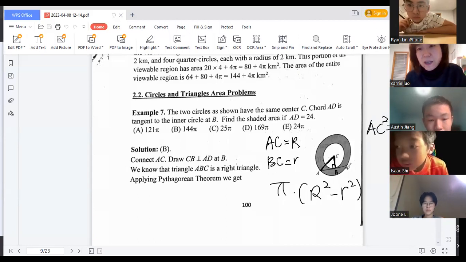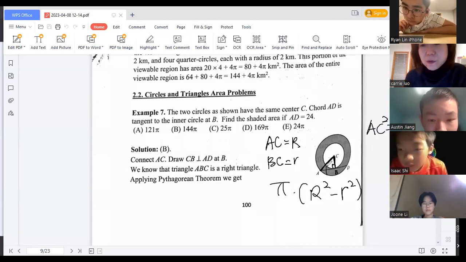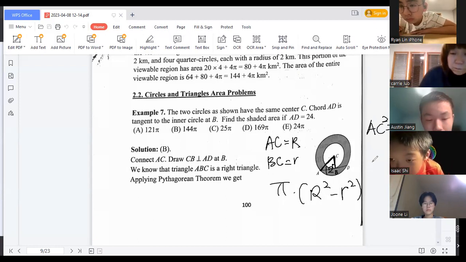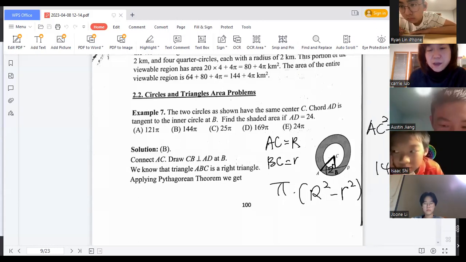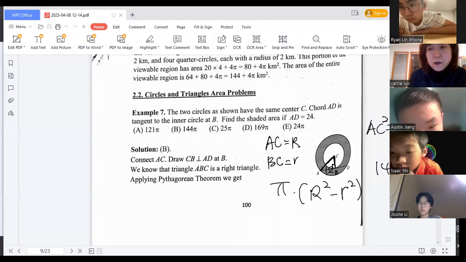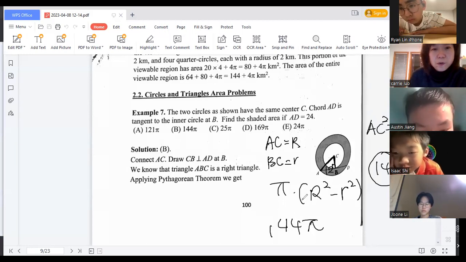Correct? And because AD equals 24 and AB equals what? Exactly the half. So AB equals half, so 144. 好了，那我们来看144等于什么？ Exactly equals AC squared minus BC squared. And AC equals bigger R and BC equals little r. So bigger R minus little r equals 144. So this answer is 144.